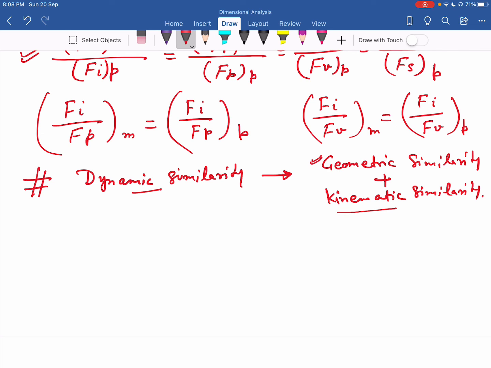So dynamic similarity means there is a complete similarity between the model and the prototype. So that is in similitude. Model and its prototype are in similitude.